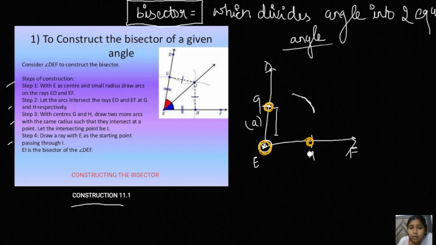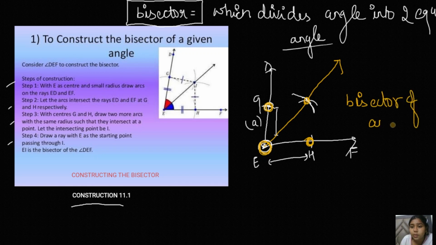Now put the pointer at point H. Open the compass to the same distance as EH, and make another arc like this. So these two arcs meet at this point, right? Then you just draw the line passing through this intersection point. This is what we call the bisector of the angle.